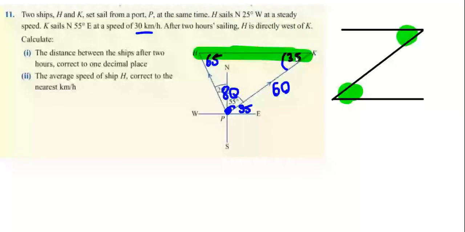How do we know that was 35? It makes a Z with the other 35 on the bottom. See, we knew that was 35 because it adds to 55 to make 90. So because it's in a Z with the other 35, that's why they're both 35.